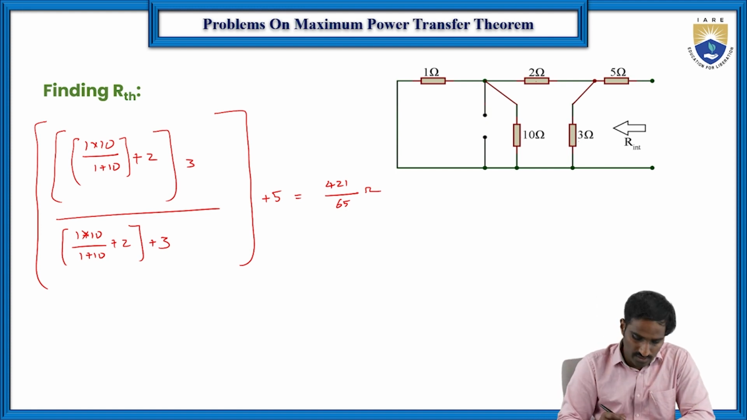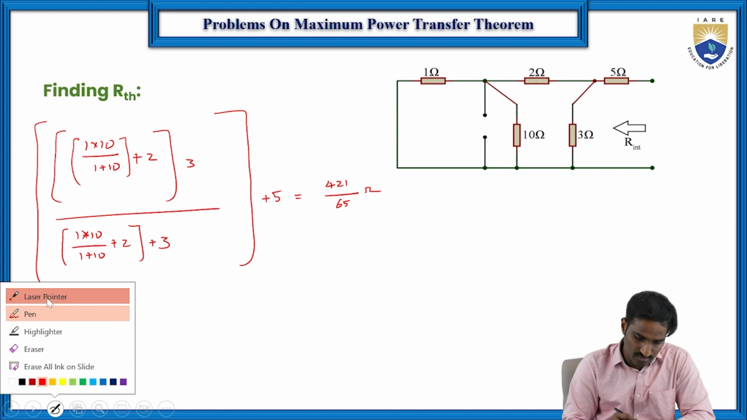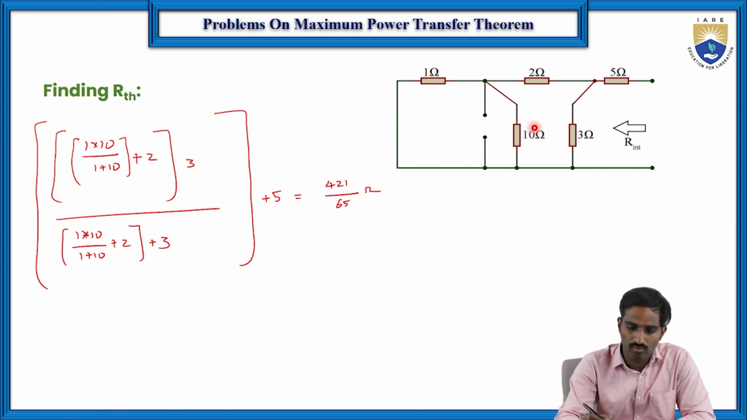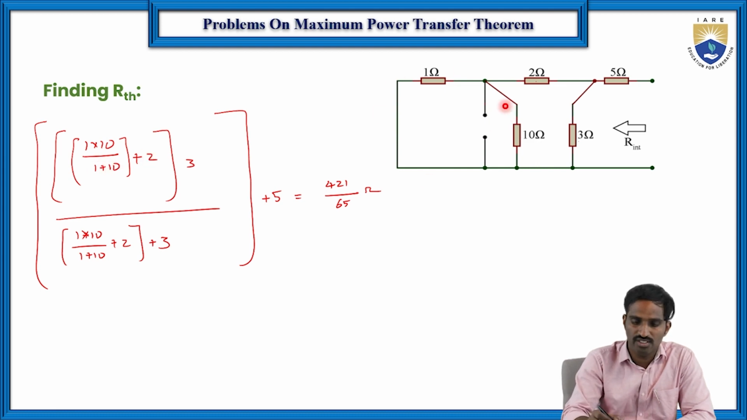So this 1 ohm and this 10 ohms are in parallel, so 1 into 10 by 1 plus 10, and this total combination is in series with the 2 ohms, so 1 into 10 by 1 plus 10 plus 2, and this total combination is again in parallel with the 3 ohms, so into 3 by plus 3, and this total combination is in series with the 5 ohms, so plus 5.